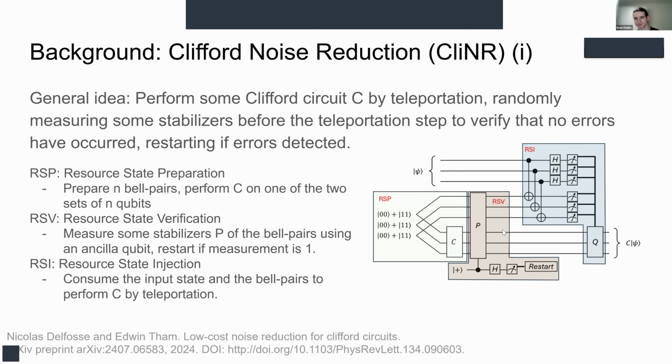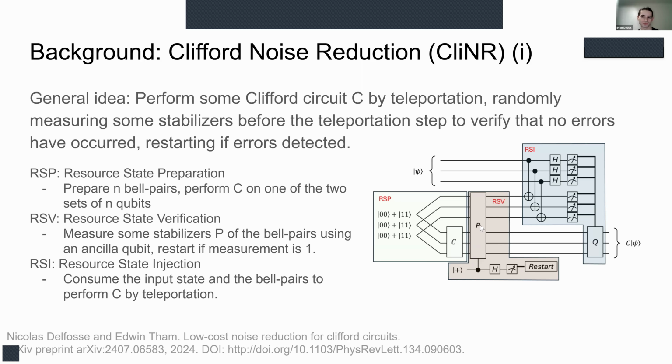Then we get to resource state verification, where we measure some randomly selected stabilizers on these 2 registers. And these are all controlled by a single ancilla. Then based on the measurement taken on this ancilla, we can see if any errors have occurred. And this is just a simple error detection circuit.